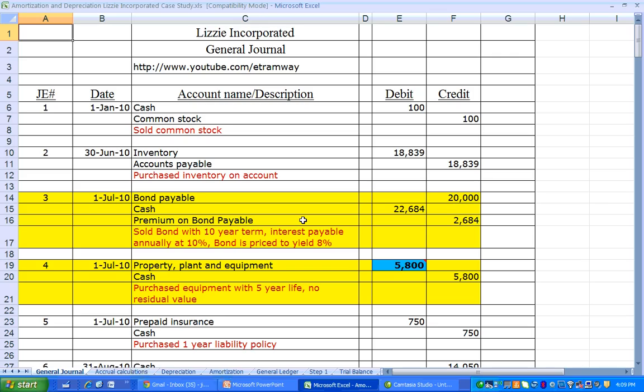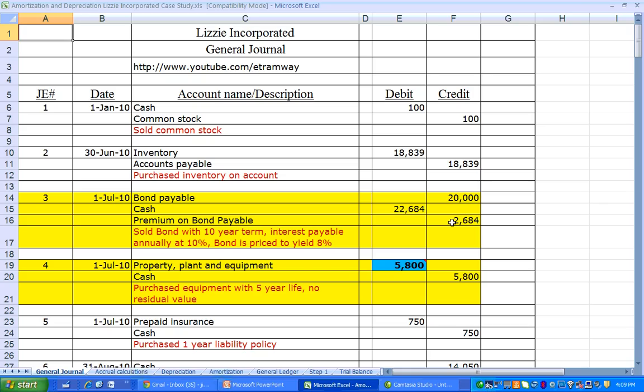But she was very lucky when she went to the market. The market liked her IOU, and they're going to charge her a little bit less. So they priced this bond to yield at 8%. So her piece of paper that says $20,000, she actually received $22,684 for it, and that gives us a premium of this bond payable of $2,684.